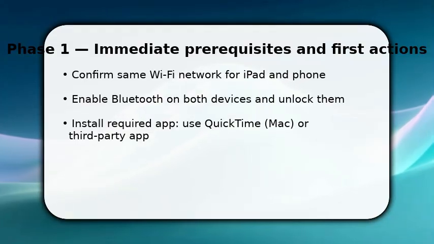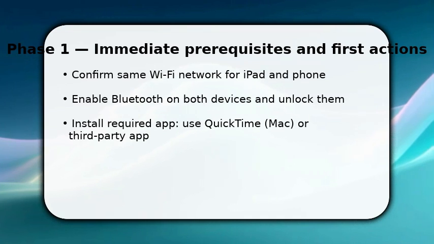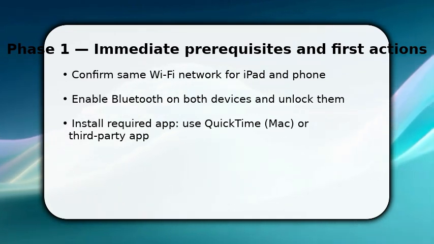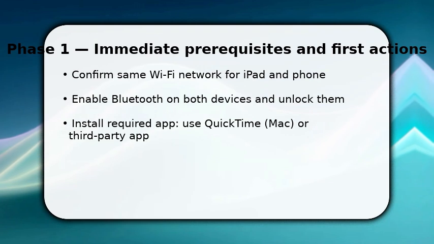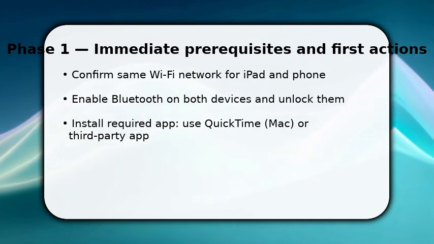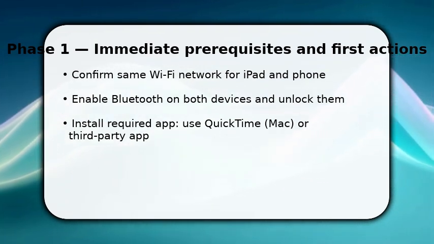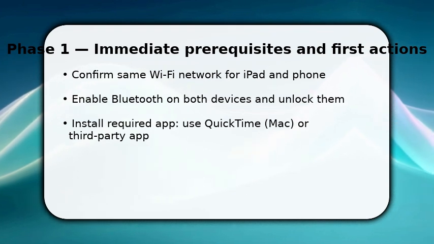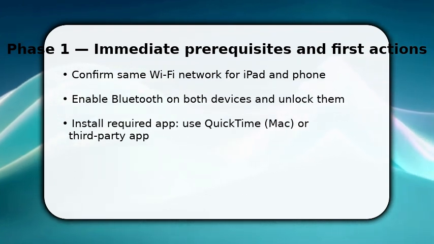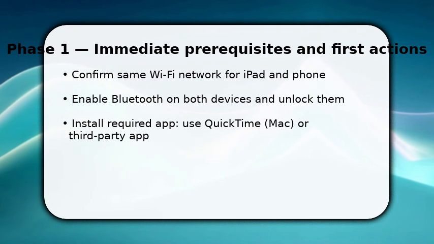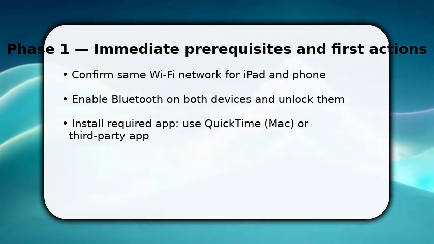You start by making sure both devices are ready. Connect your phone and iPad to the same Wi-Fi and turn Bluetooth on. Plug the phone into a Mac if you have one, because the only reliable way to mirror iPhone to iPad uses a Mac as the bridge. Once done, open QuickTime on the Mac and choose New Movie Recording, then pick your phone as the camera.